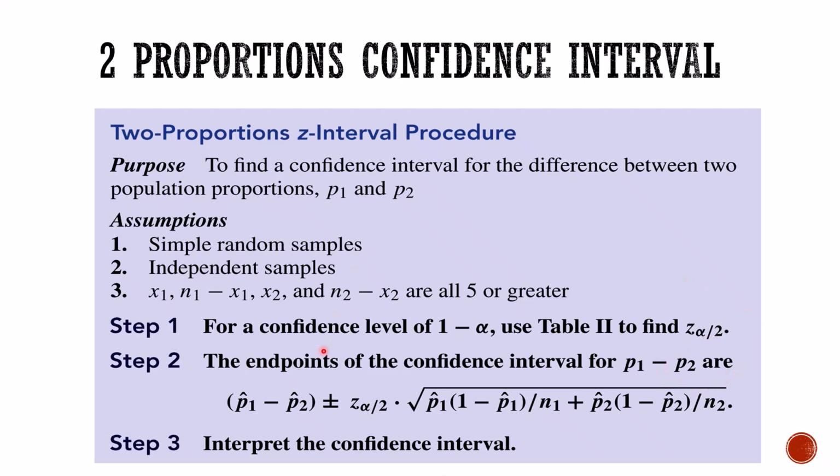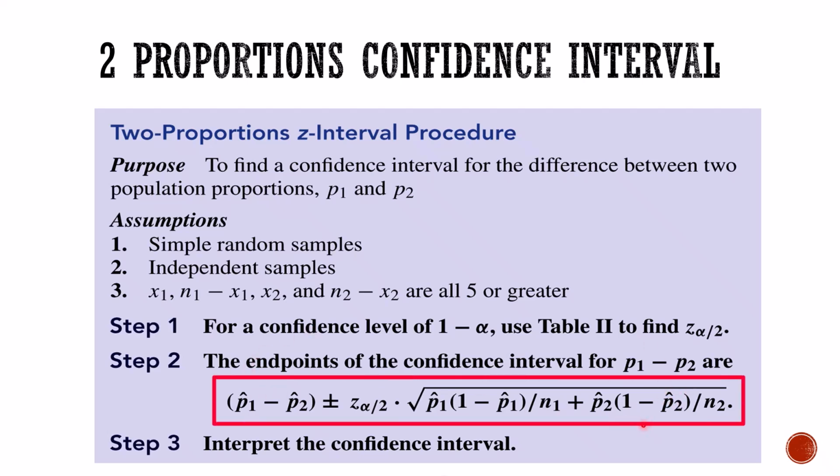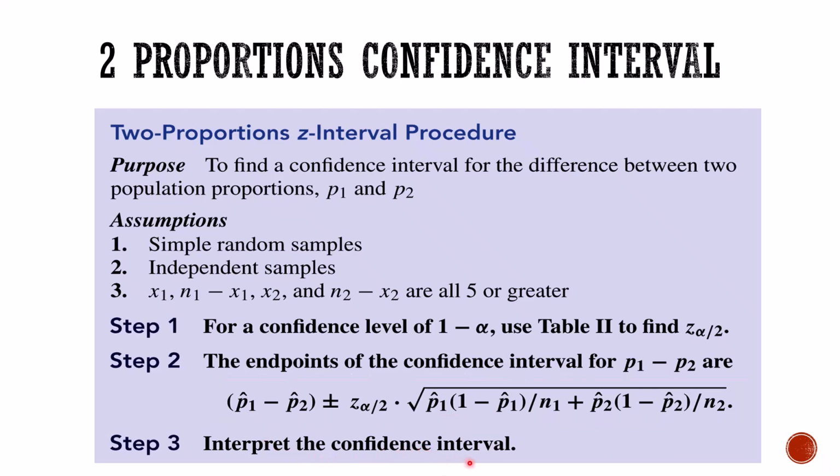And then to find the endpoints of the confidence interval for P1 minus P2, again, this represents a difference between the two proportions. This is the formula that we will be using. So we have to subtract the two proportions, which will be our point estimate, and then plus minus the z of alpha by 2 value, and then the standard deviation formula. But this time we are not using any pooled proportion. We are using the individual sample proportions we found from our sample study. And then finally we interpret the confidence interval in context of the problem.